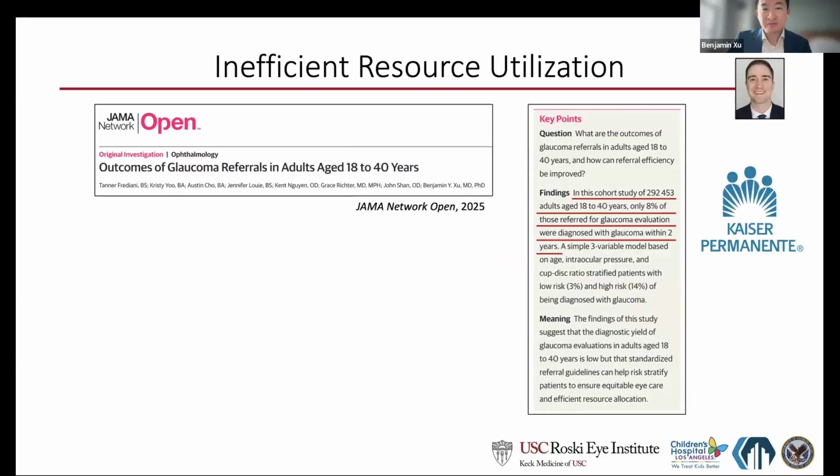So we also know that within ophthalmology, we're horribly inefficient with our resource utilization. We need tools to help standardize care. This was a collaboration that we had with Kaiser Permanente, which is a large managed care healthcare system here on the West Coast primarily, in which we looked at 300,000 young adults who had been referred for glaucoma evaluations. We found only 8% of them were diagnosed, and that's due to lack of standardization at the level of referral.